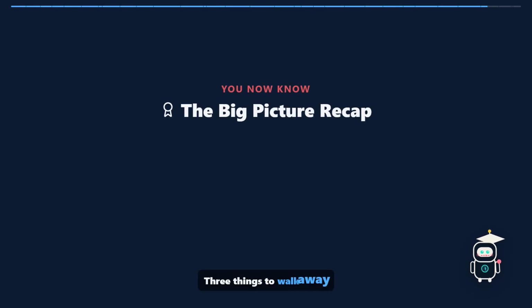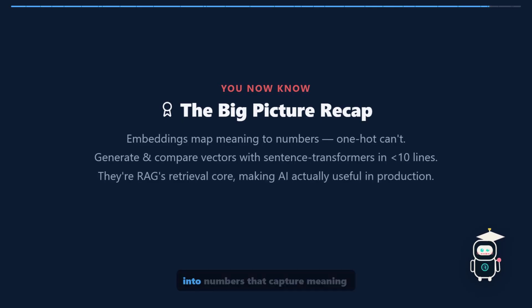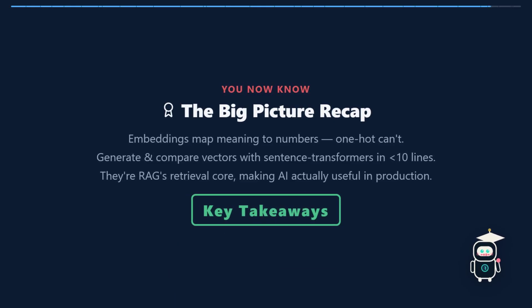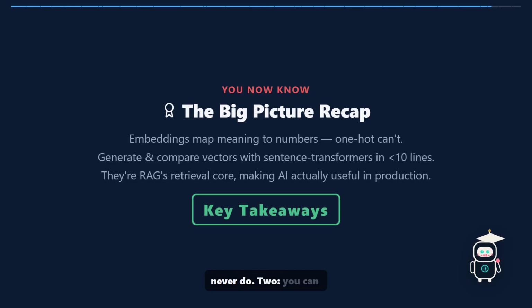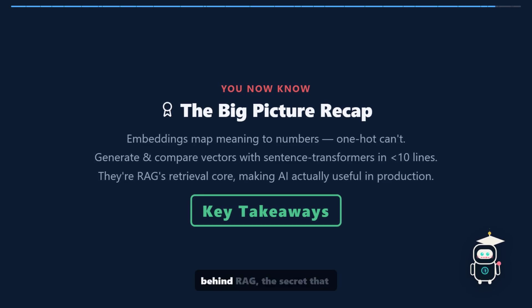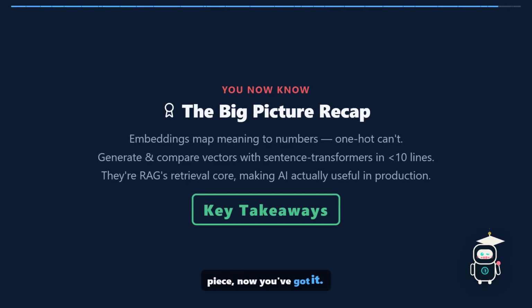Three things to walk away with. One, embeddings convert text into numbers that capture meaning, something one-hot encoding could never do. Two, you can generate and compare those vectors with a free Python library in under 10 lines of code. Three, they're the retrieval engine behind RAG, the secret that makes generative AI actually useful in production. That's the missing piece. Now you've got it.